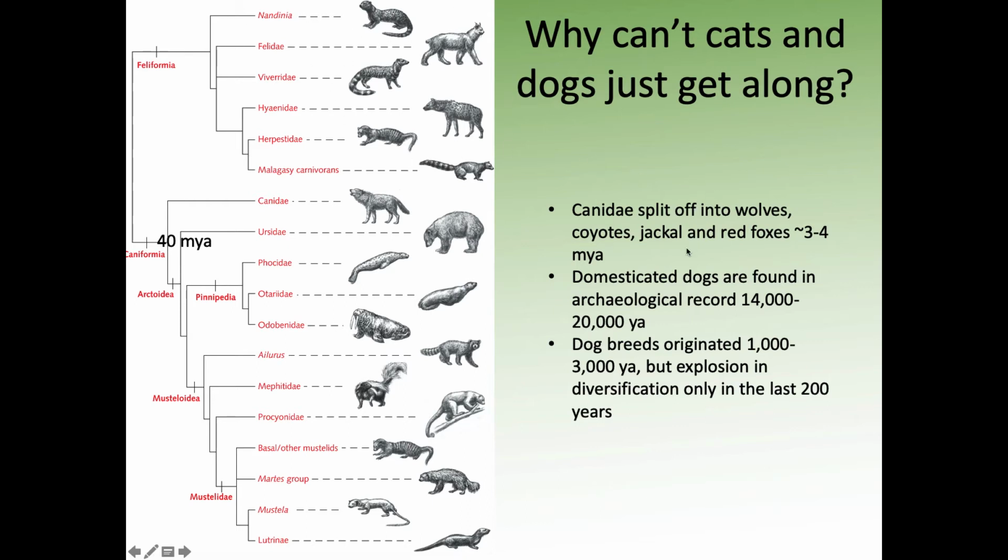So Canidae split off into wolves, coyotes, jackals, and red foxes about 4 million years ago. And the first records for domesticated dogs are around 20 to 15 million years ago, with modern dog breeds exploding between about 1,000 to 3,000 years ago. But the main diversification of dogs happened really only within, say, the last 200 years. So really, what we think of as a dog is a pretty recent entity. We're going to talk a lot about them, and we're going to read some other papers about them. They're just a really interesting set of organisms.